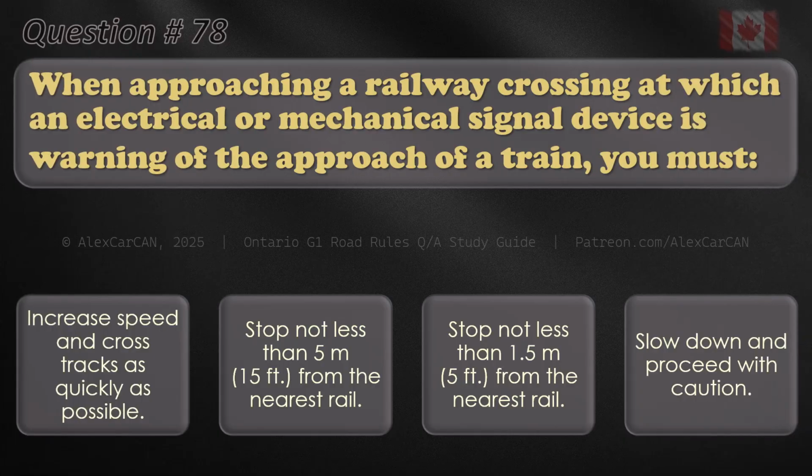Question number 78. When approaching a railway crossing at which an electrical or mechanical signal device is warning of the approach of a train, you must increase speed and cross the tracks as quickly as possible. Stop not less than 5 meters, 15 feet, from the nearest rail. Stop not less than 1.5 meters, 5 feet, from the nearest rail. Slow down and proceed with caution. The correct answer is stop not less than 5 meters, 15 feet, from the nearest rail.